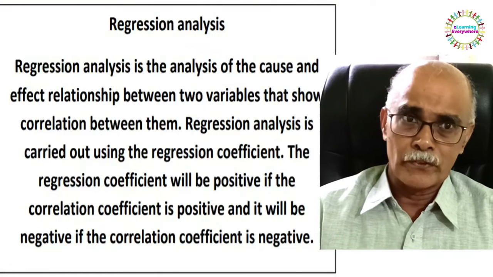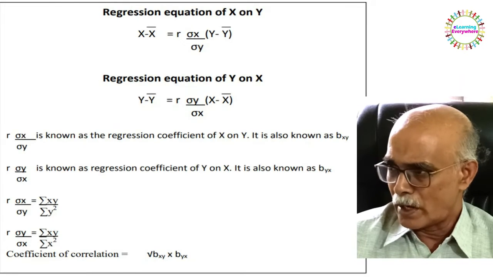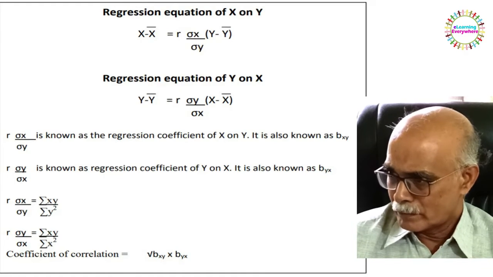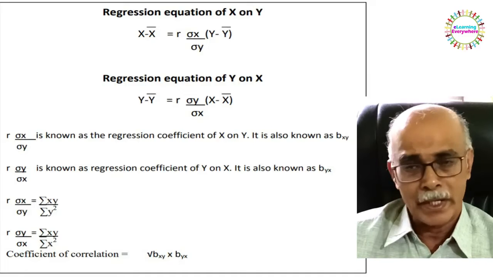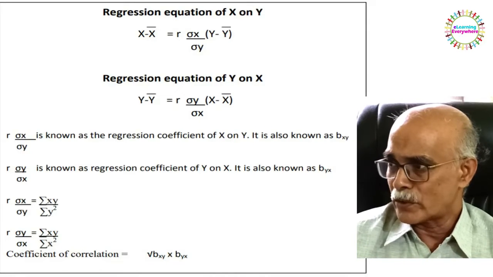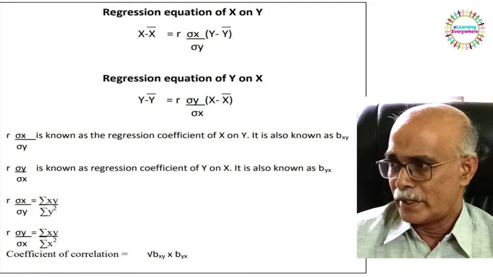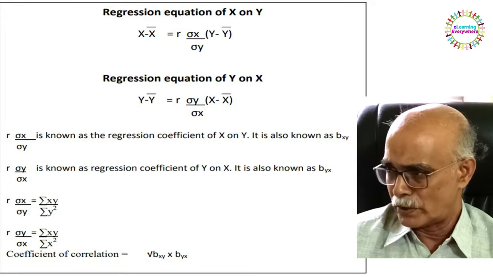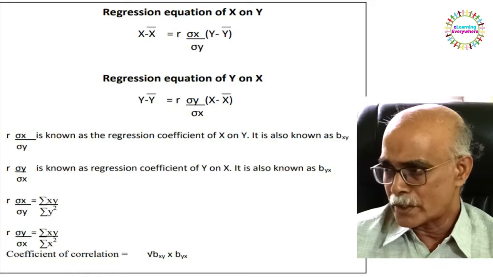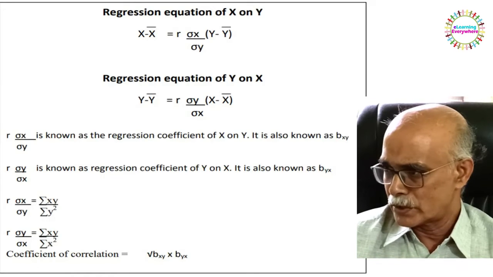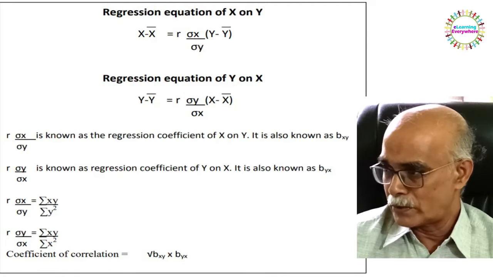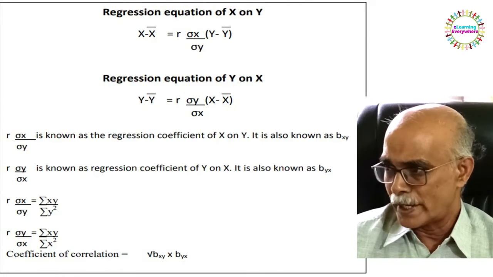Sometimes, due to correlation between variables, x minus x bar is equal to r into sigma x by sigma y into y minus y bar, and that's the regression equation of x on y. And the regression equation of y on x is like this: y minus y bar is equal to r sigma y by sigma x into x minus x bar.